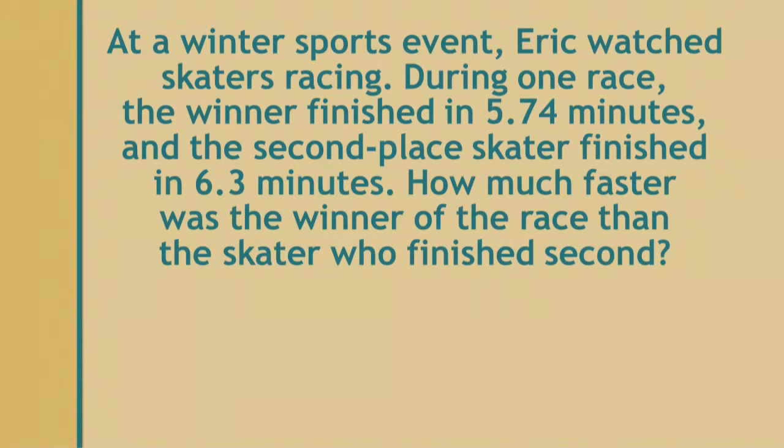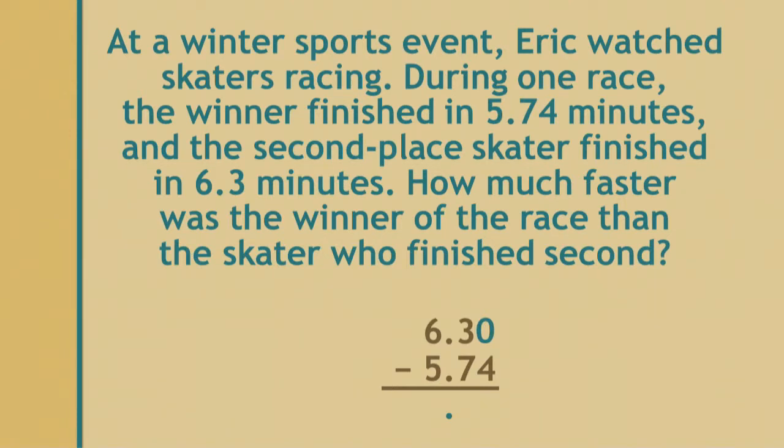To find the difference between the times of the two skaters, we must subtract the shorter time from the longer time. Notice that when we write it, we align the decimal points. The decimal point in the difference will be in line with those decimal points. And before we go any further, we should annex a 0 after that 3. So now it's all set up for us.